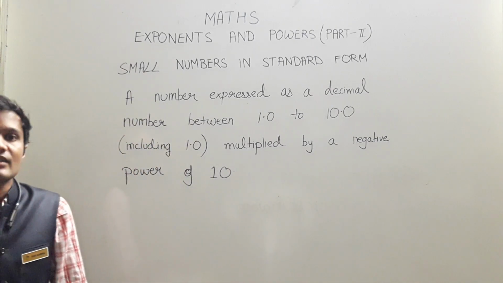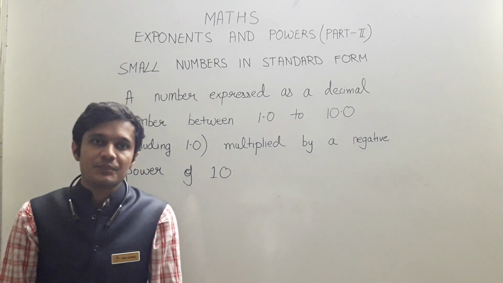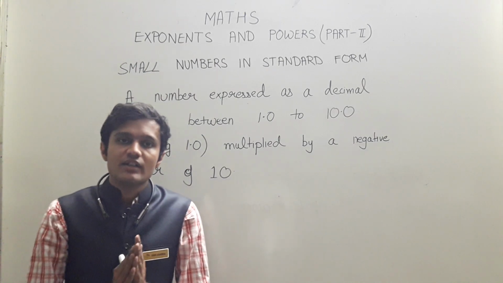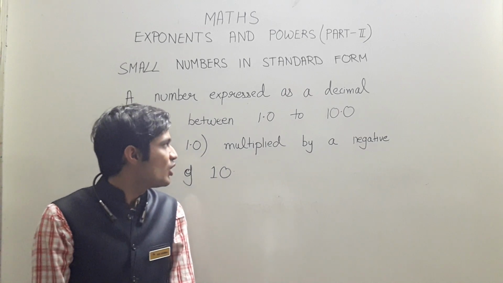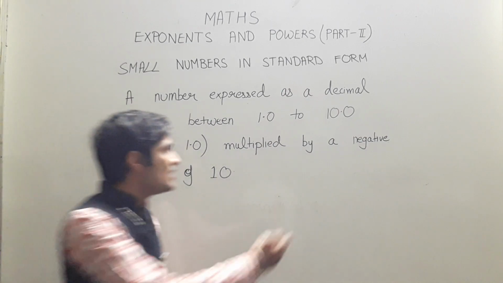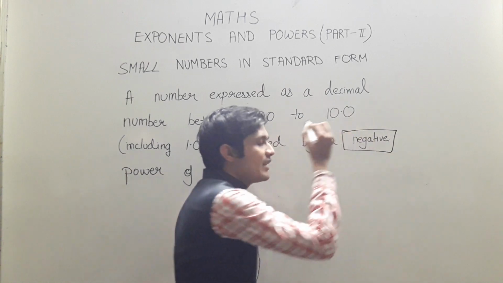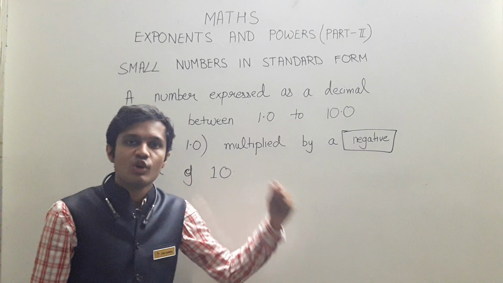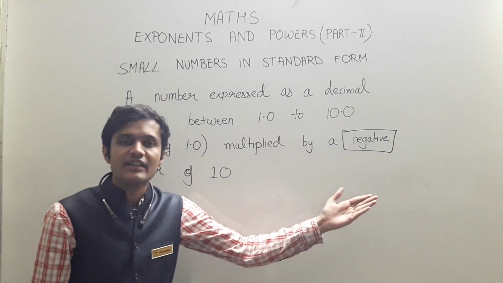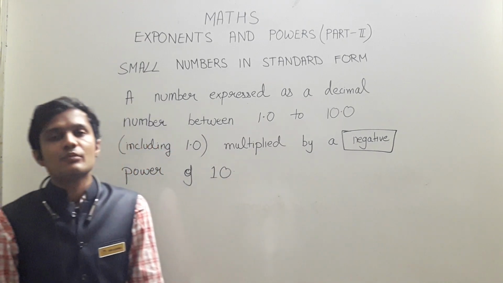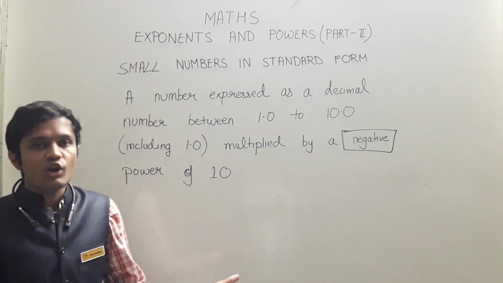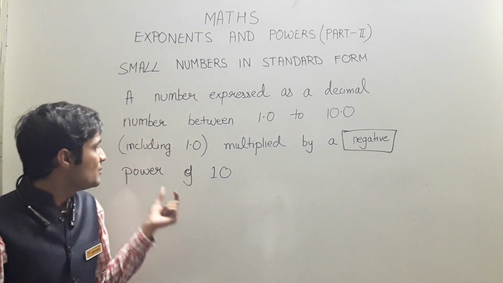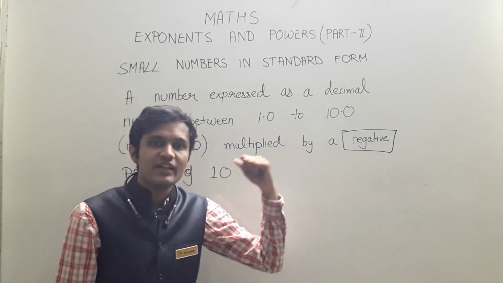So again the basic definition is the same. A number expressed as a decimal number between 1 and 10.0, including 1.0, multiplied by a negative power of 10. Here the exponent of 10 will be negative. For example, -1, -2, -3. In a large number we see that the power of 10, or exponent of 10, is positive. But for a small number this exponent will be negative.